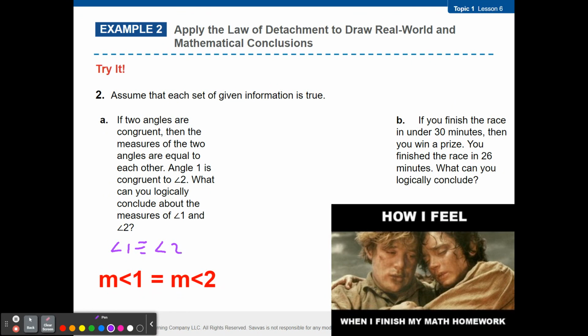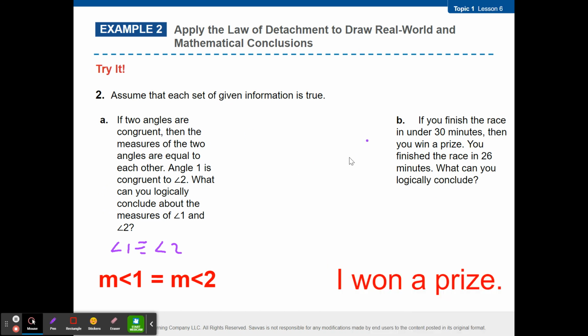All right, letter B. What can we conclude about letter B since you ran the race in under 26 minutes? Or in under 30 minutes, I should say. Yeah, you want a prize. Absolutely. So you want a prize. All right, questions on that? All right, let's take a look at the next example.